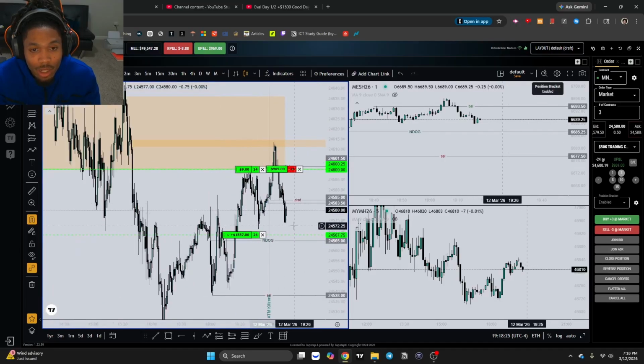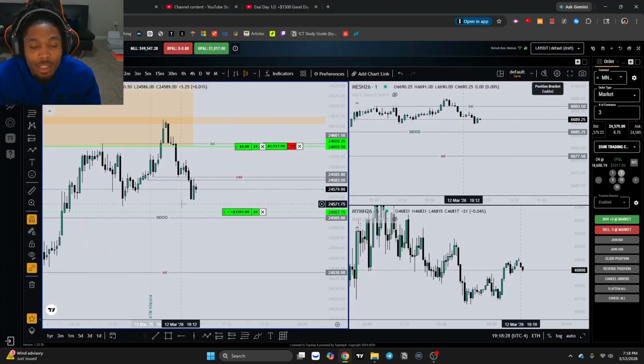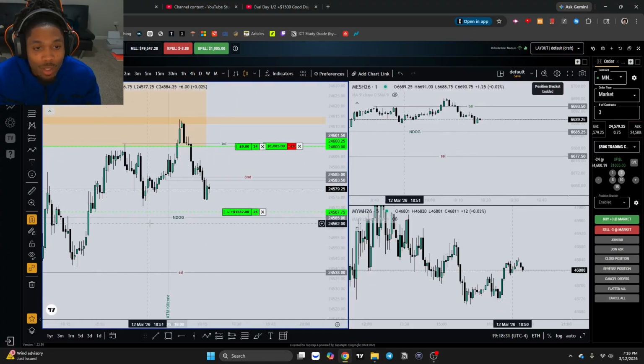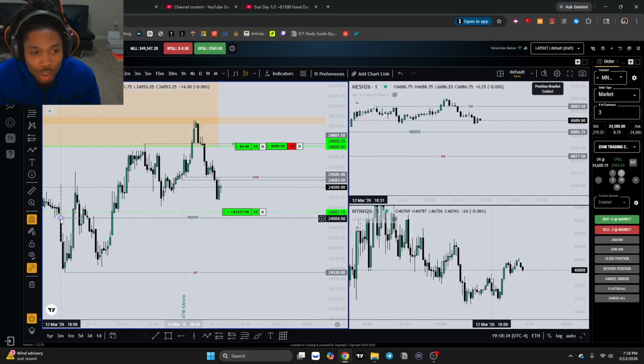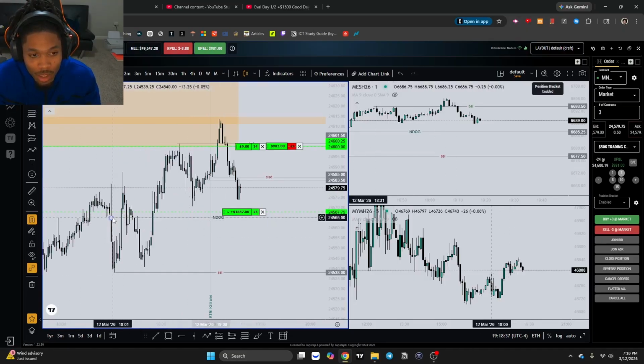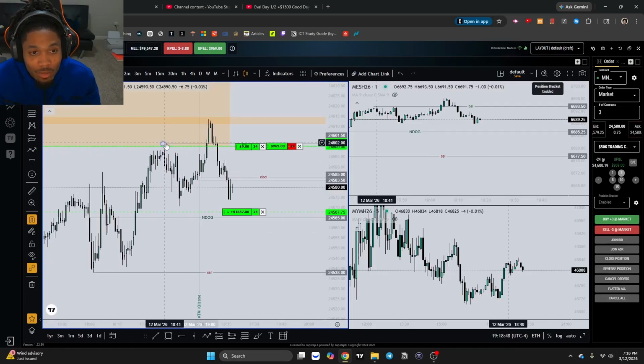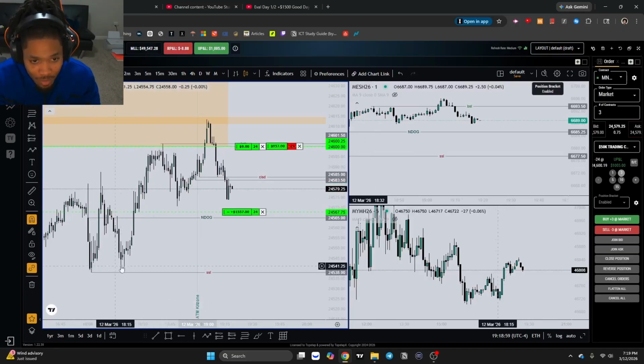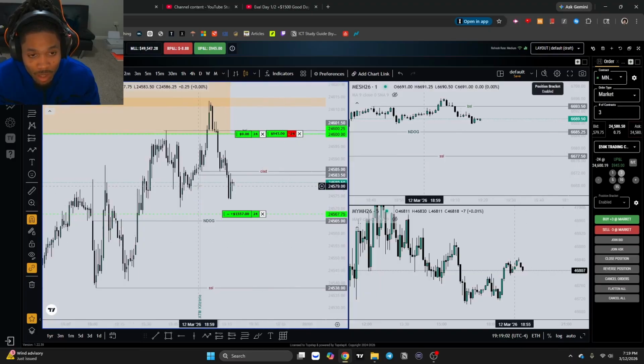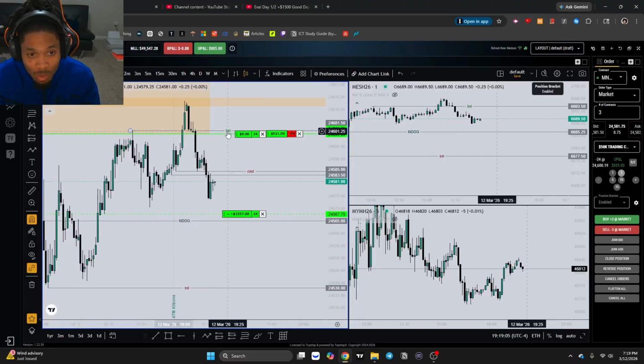So what is this model that we follow? This is the Asia model. What you do is you mark out the new day opening gap, which is 18 o'clock, as you can see at the bottom. And then from 18 all the way up to 19, or from 6 to 7 p.m., you want to mark out the highest high and the lowest low. Then that is your buy side and your sell side. And usually what price does is at 7 o'clock, it sweeps one side of liquidity, which in this case swept the buy side.